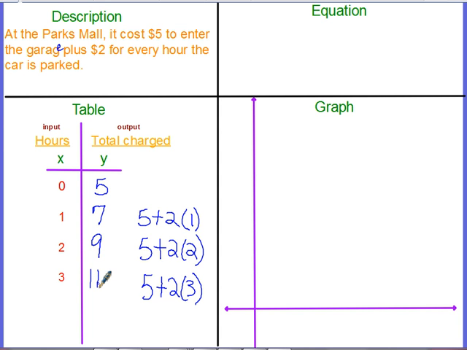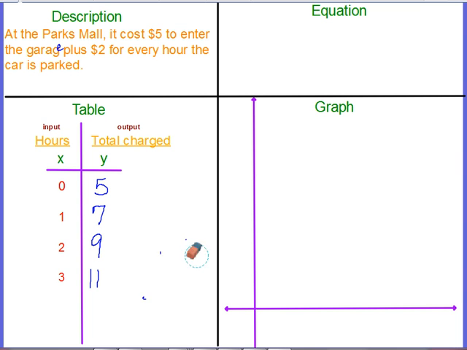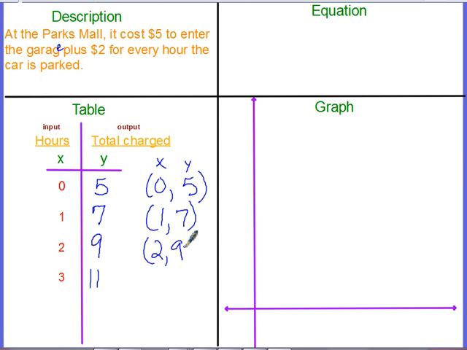So if you notice, now I have, from the table, a list of ordered pairs. And I'm going to go ahead and write those ordered pairs off to the side. The first ordered pair is 0, 5. Remember, whenever we list an ordered pair, it's always the X, then the Y. The next ordered pair is 1, 7. And then we have 2, 9. And then we have 3, 11. Okay, so we created our table of values based on the description. And now I'm going to create a graph.